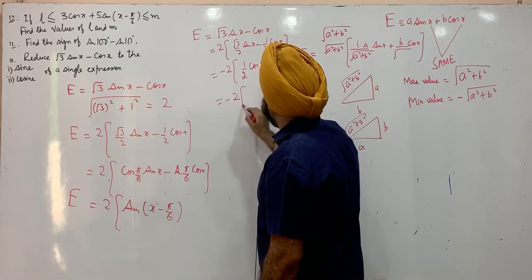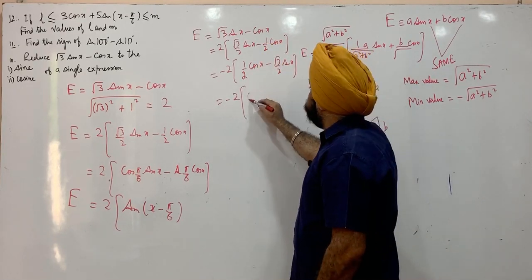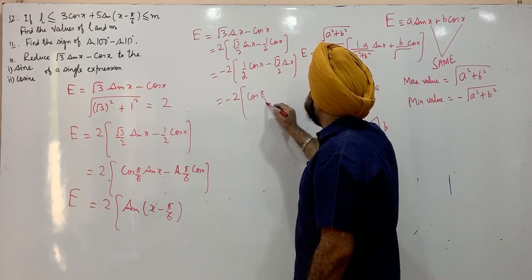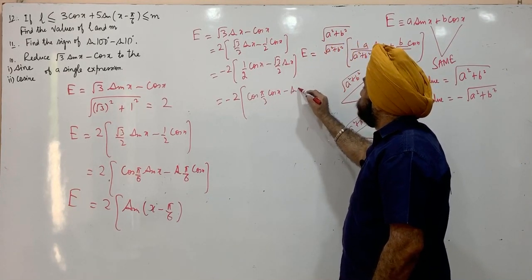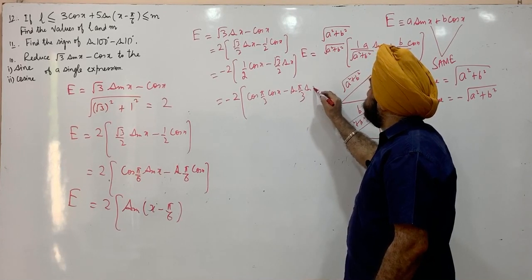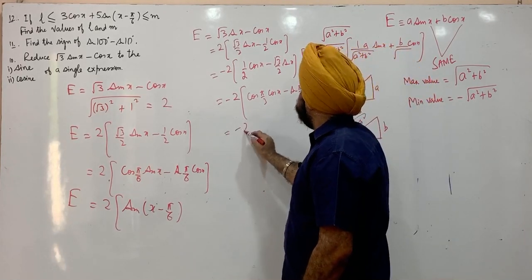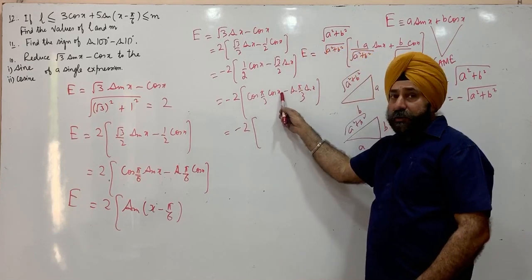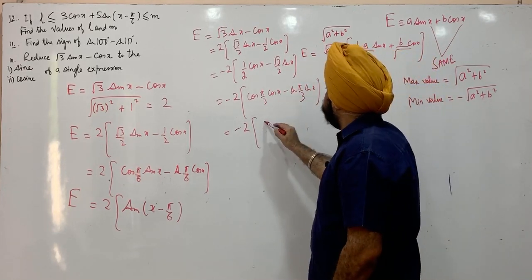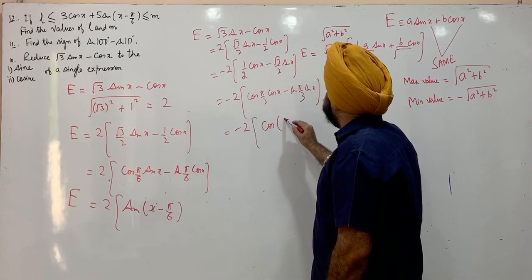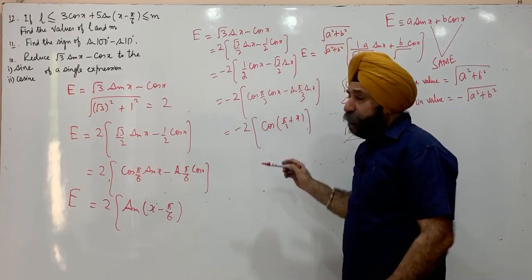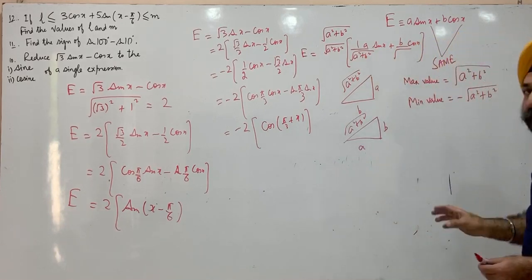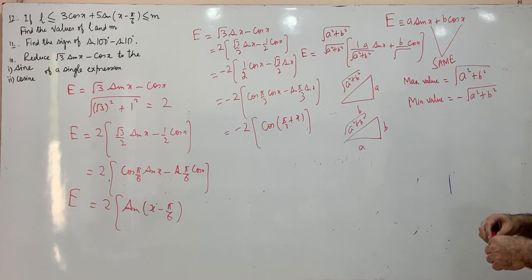This is minus 2. 1 by 2 can be written cos of pi by 3 into cos of x minus sin pi by 3 into sin of x. That's minus 2, it's like cos a cos b minus sin a sin b. This is cos of a plus b, pi by 3 plus x. So this is how we reduce this to cos of single angle: minus 2 times cos of pi by 3 plus x.